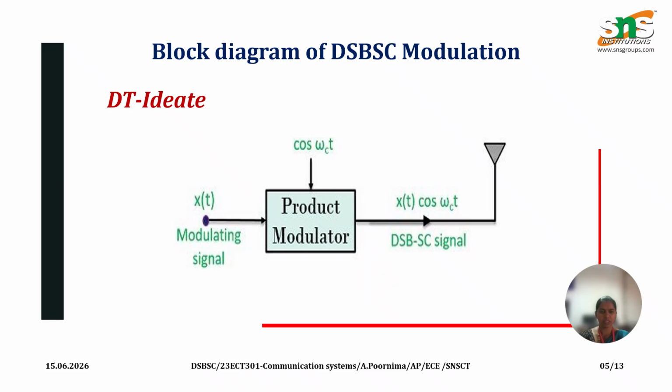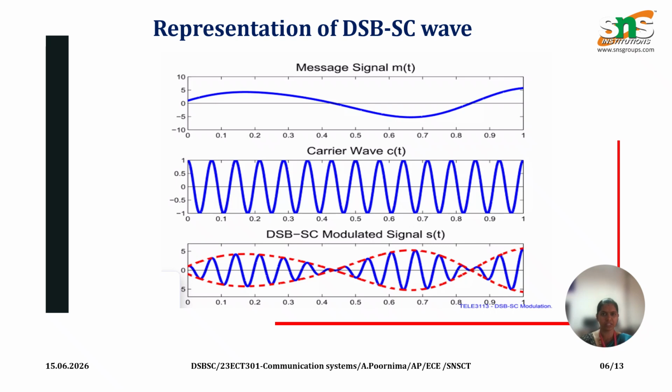Here in DSBSC modulation, simply the product modulator does the operation and gives the DSBSC modulated signal as output. And we'll see the representation of DSBSC waves. The first signal is our message signal, that is a low frequency signal. Here you can see the time duration of one cycle is very large when compared to the carrier signal, hence it is a low frequency signal. The next one is the high frequency carrier signal. And the third one is the DSBSC modulated output signal. Here you can see only the upper sideband and lower sideband. There is no middle unused portion. Hence it is called the DSBSC signal.